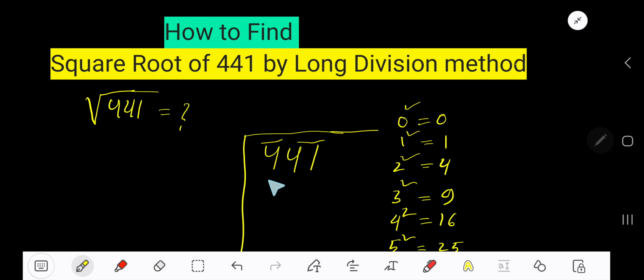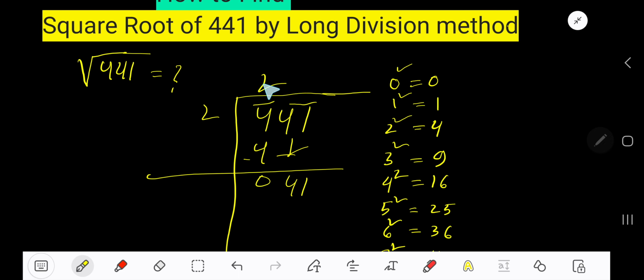Now target this first pair and take a number whose square will be equal to 4 or nearest to 4. If you take 2, then 2 squared will be 4. So our guessing number 2 is correct. You have placed 2 here, so these 2 must come to the quotient also. 2 times 2 gives you 4. Subtract, 0. Bring down the next pair.